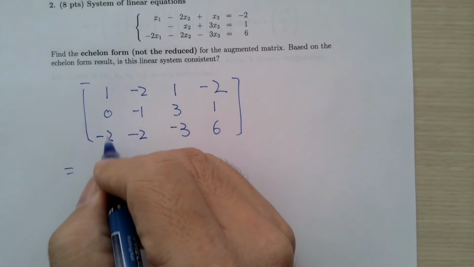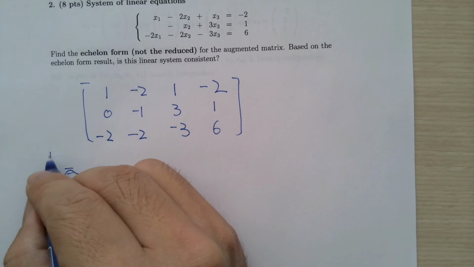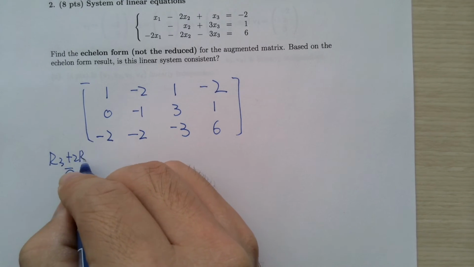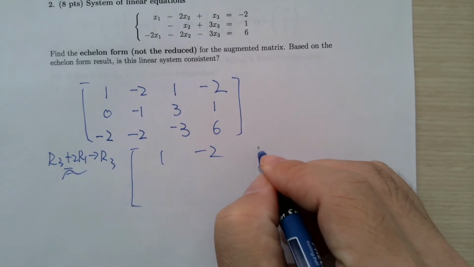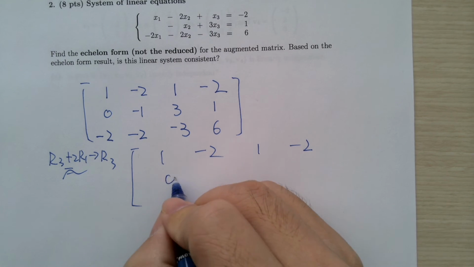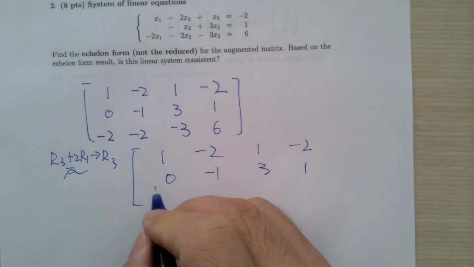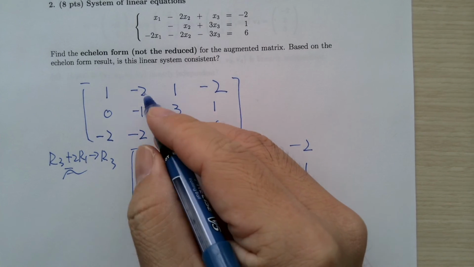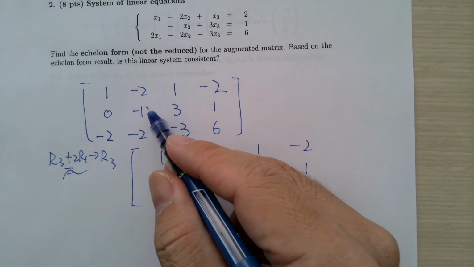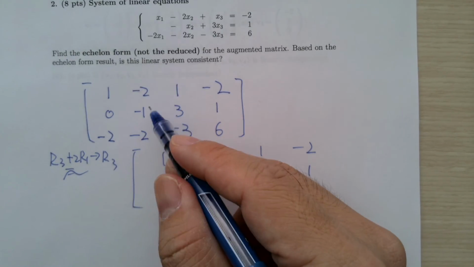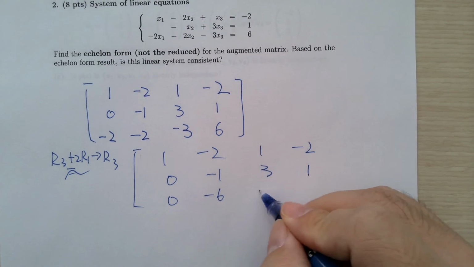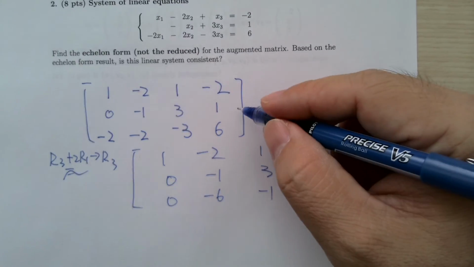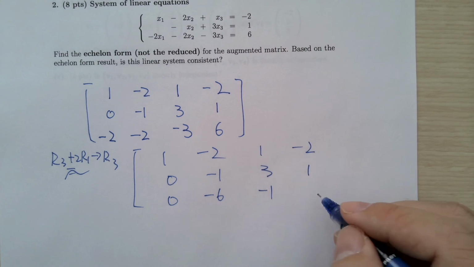So this part is 0, great. Let's have row 3 plus 2 times row 1 become the new row 3. So we have 0, -1, 3, 1. We have 0, this becomes -6, right? This is -1. This is going to become 2. Okay.